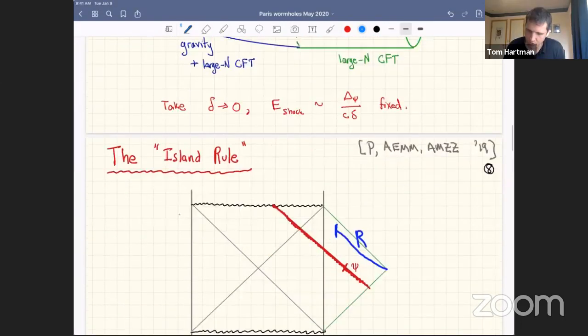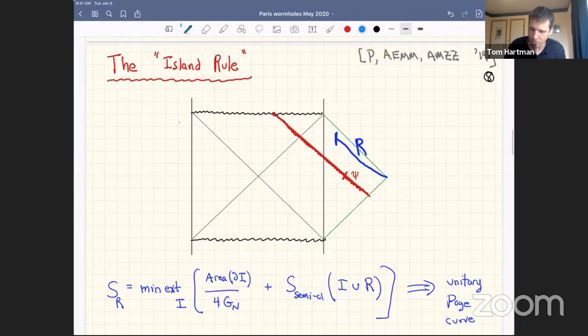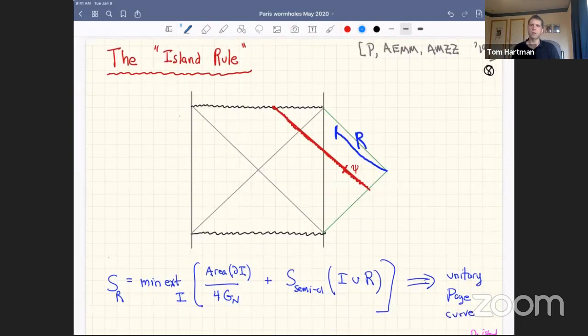Now I want to describe this gravitational entropy formula and how it was used in these papers of Penington, Almheiri, Engelhardt, Marolf, and Maxfield to calculate the entropy of an evaporating black hole. So here's our setup again. We have our shock wave making this black hole in AdS2, and we want to calculate the entropy of the radiation in region R.